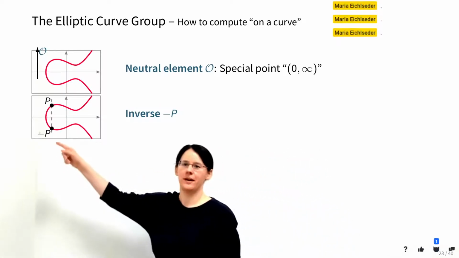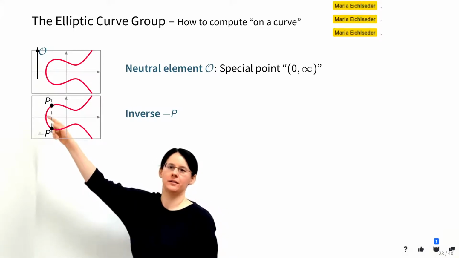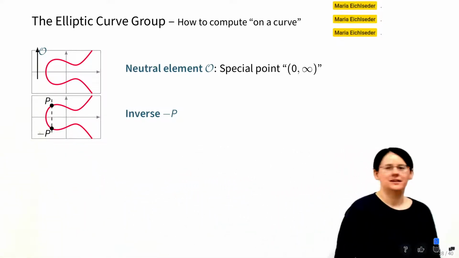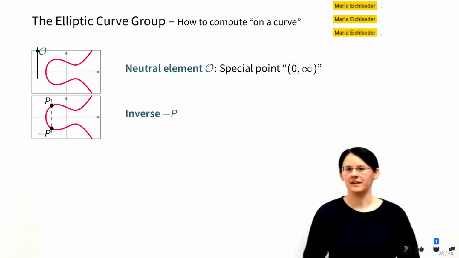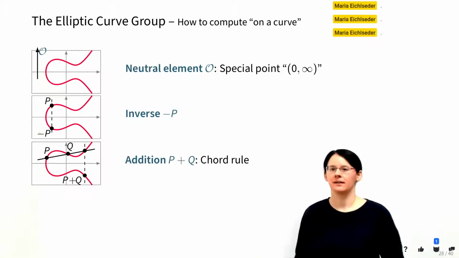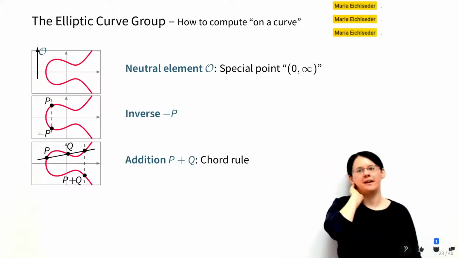In the case where we have this value here with y-coordinate 0, this point is its own inverse. Now we can finally come to the definition of the addition, which will give some reason to these choices here. So addition is defined as following. This is the so-called chord rule.